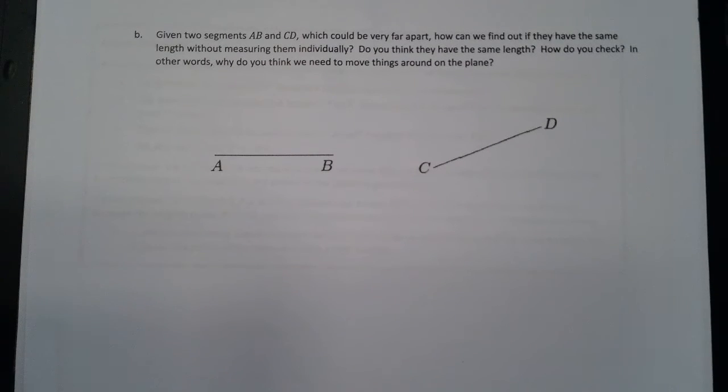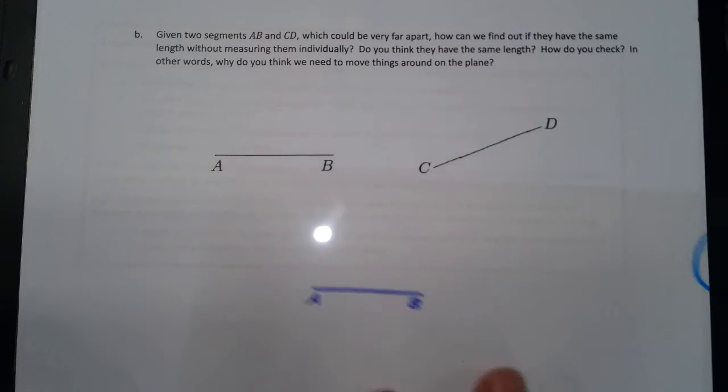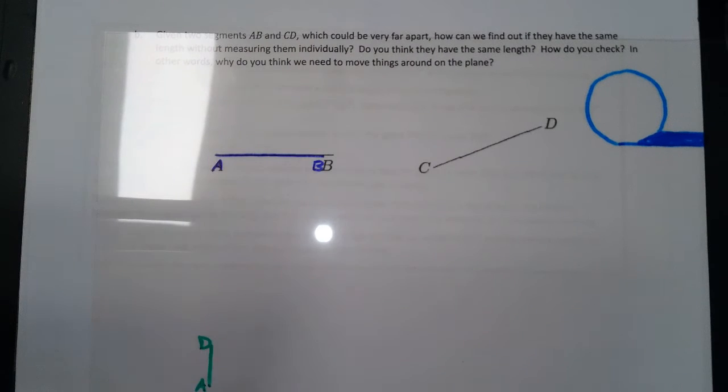Okay, now you should have remembered how you prove this. Well, first thing you do is you're going to copy AB like this.